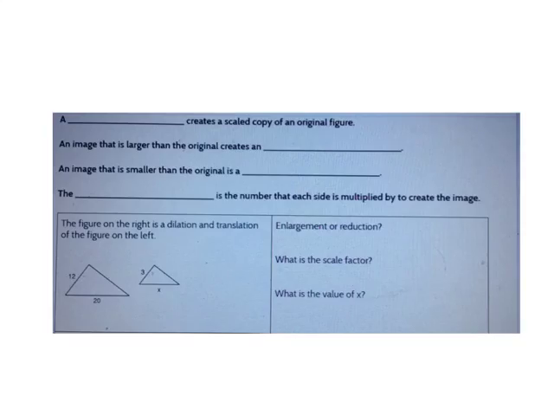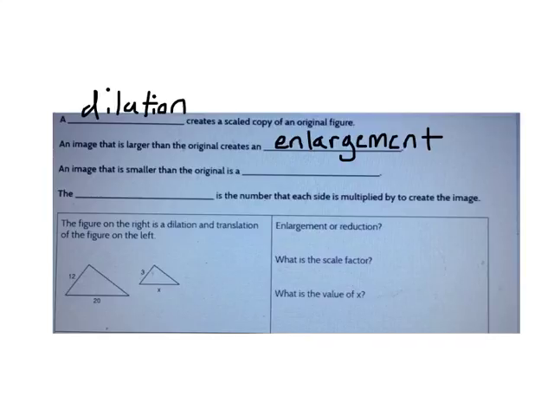Let's look at the first page of the lesson on page 2. A blank creates a scaled copy of an original figure. That's a dilation. An image that is larger than the original is an enlargement. An image that is smaller than the original is a reduction. And the scale factor is the number that each side is multiplied by. Let's look at a couple examples.